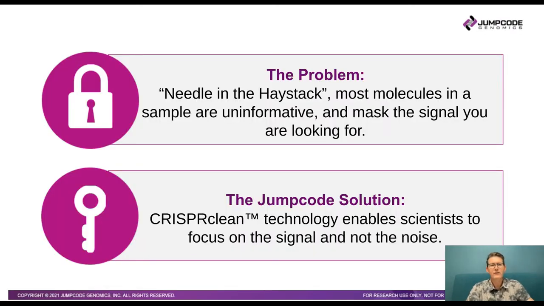So, within the realm of next-gen sequencing and even metagenomic shotgun sequencing, one of the classic and historic problems is this needle in the haystack, where you know the things that you're looking for, but most of the molecules in the samples are uninformative. And ultimately, they mask the signal that you're looking for. And so we've been working diligently on a solution for this called the CRISPR-Clean technology. I'll tell you a little bit more about how that works in the next couple slides. But ultimately, it enables scientists to focus on the signal and not the noise.